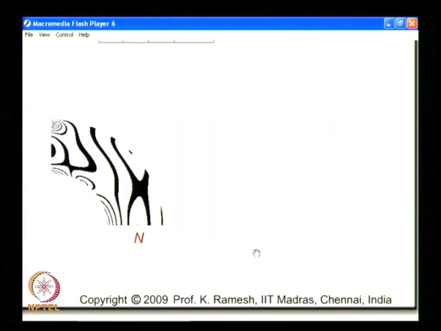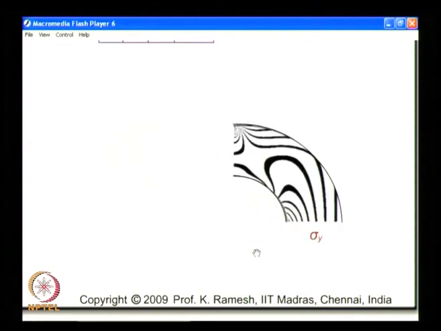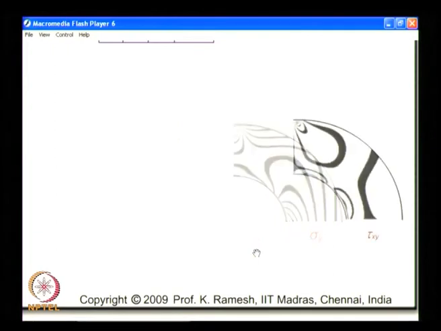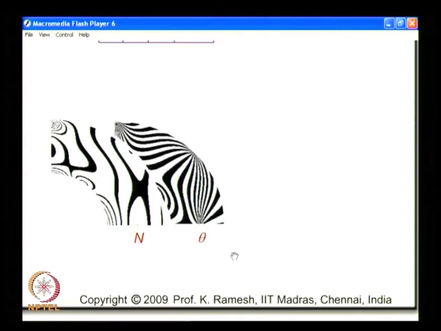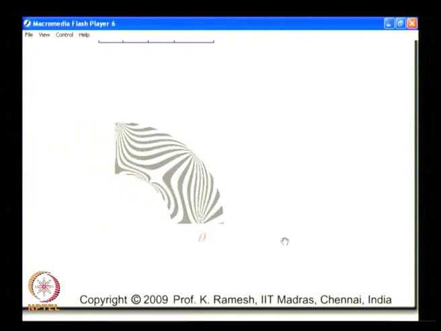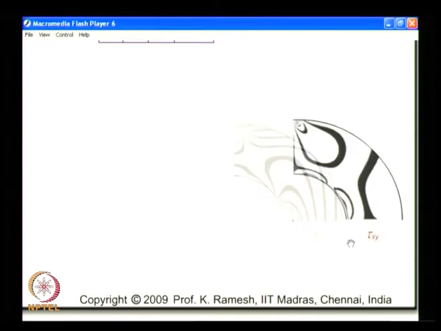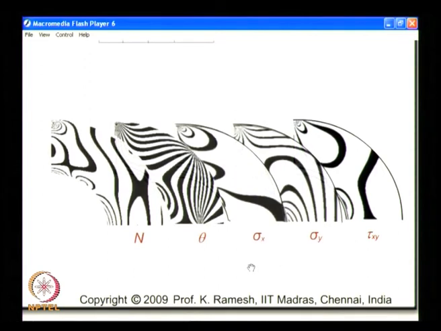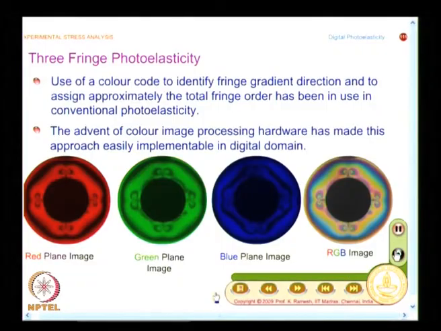So, with advancements in technology, you can find out the fringe order and theta at every point in the model domain by processing the intensity, and also get the separated stress components. Though I have not spent time on how to find out these individual stress components, with your background on fundamentals, you can do a self study to do that. Now, we will take up what is 3 fringe photoelasticity.